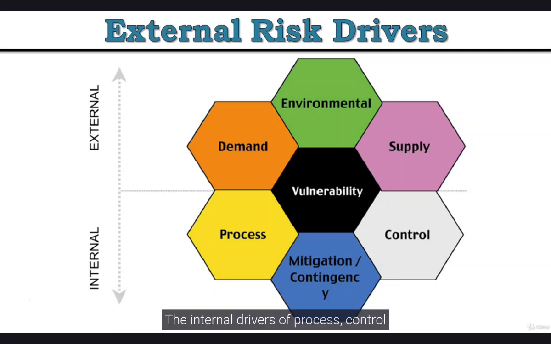The internal drivers of process, control, and mitigation contingency are more tightly under the direction of the company itself and are therefore less obvious as being sources of vulnerability. Making vertical and diagonal connections between the external and internal dimensions provides a conceptual breakthrough in understanding how risk is uniquely embedded in the individual company's supply chains.